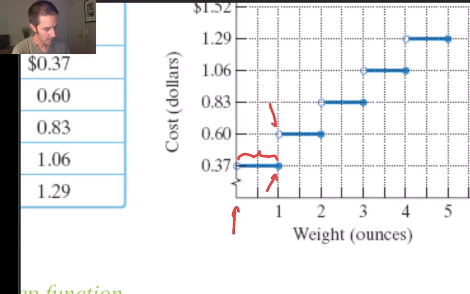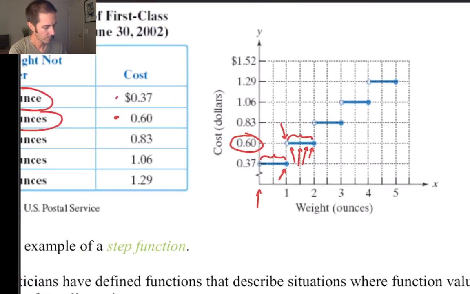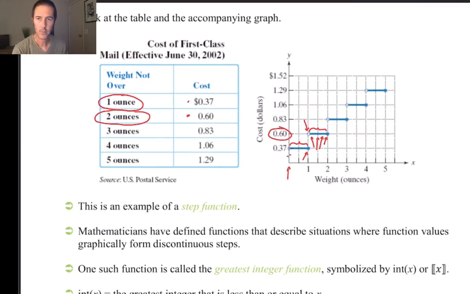At 1 ounce, we've got an open circle up here, which means there's no point there. That point's already been addressed on that first interval at 1, 0.37. However, anything larger than 1 all the way up to 2 and including 2 ounces is going to cost you 60 cents, including 1.1 ounce and 1.5 ounces and 1.76 ounces. All of those are going to cost you this rate of 60 cents to mail. So again, you don't run into it very often, but you should be aware of the existence of a step function.